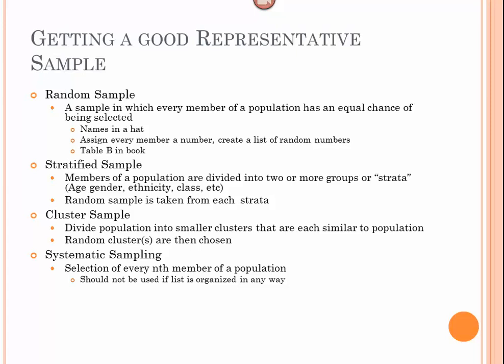These are sometimes used a lot in assembly lines for quality testing. If they want to test their product to make sure that everything's being produced correctly, they may just select every 10th thing off the assembly line or something to that effect. That's systematic sampling, and we shouldn't use that if the list is organized in any way that might bias our sample.